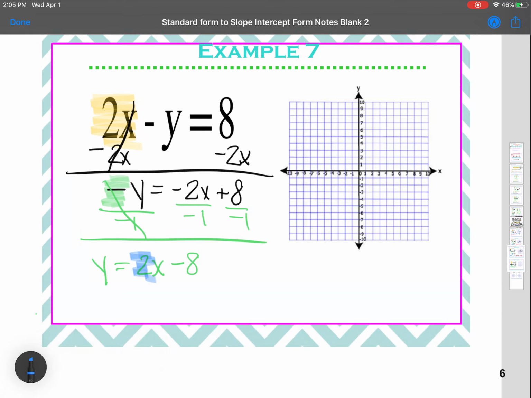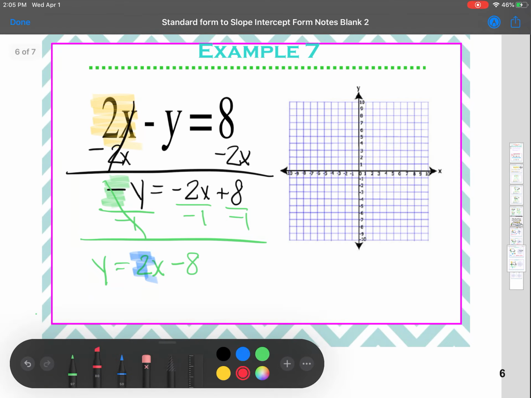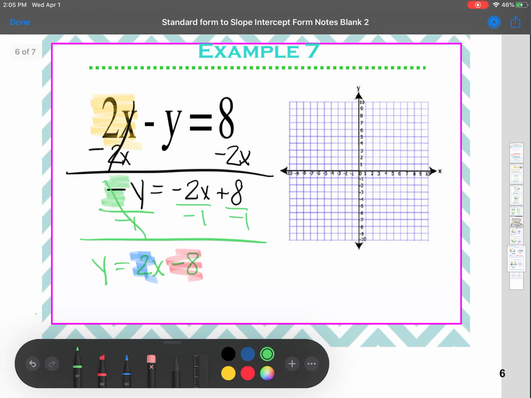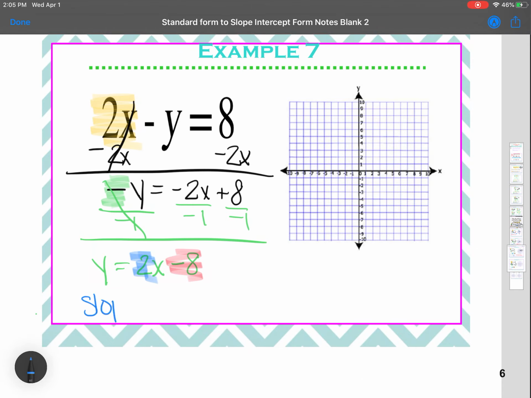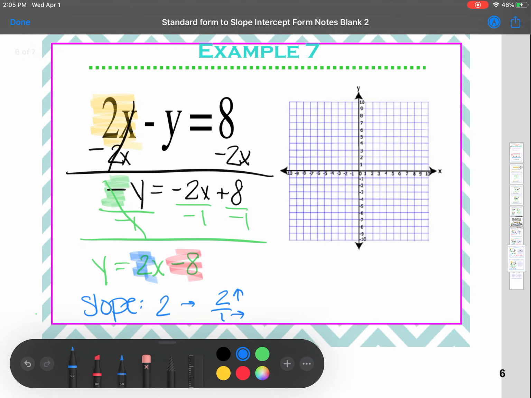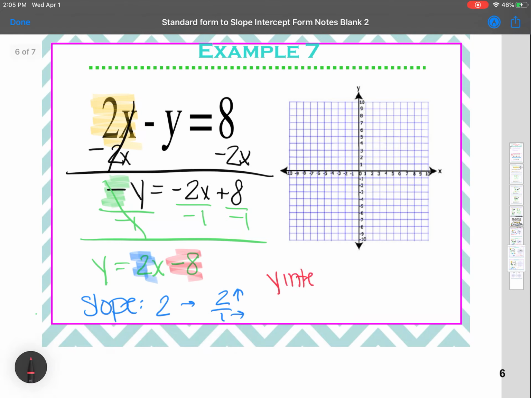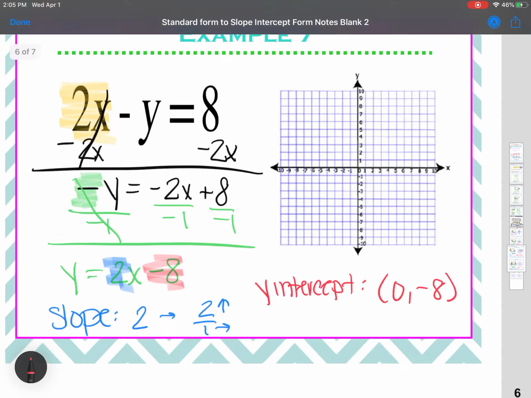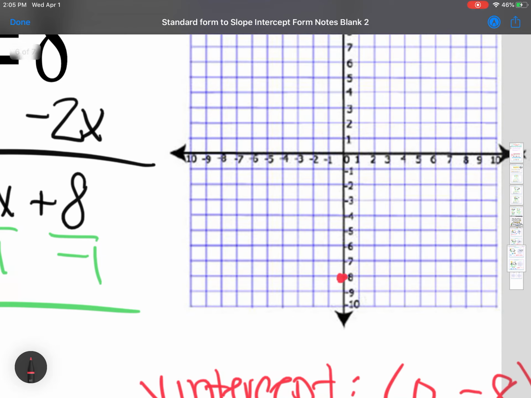Next, I just discover what my different values are. Slope is going to be 2 or 2 over 1, which is the same as up 1, right 1, or up 2, right 1. And then my y-intercept is -8. So the point will be at 0, -8. Okay, now I'm going to graph it, 0, -8.